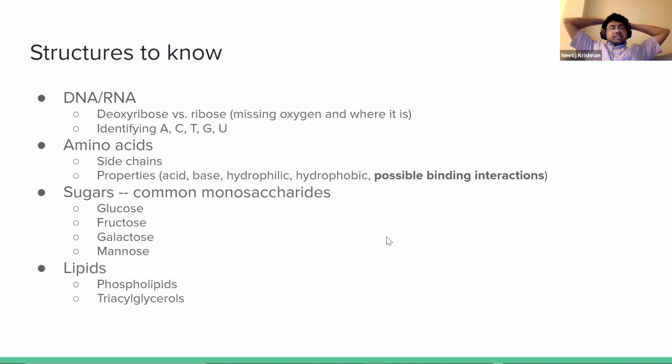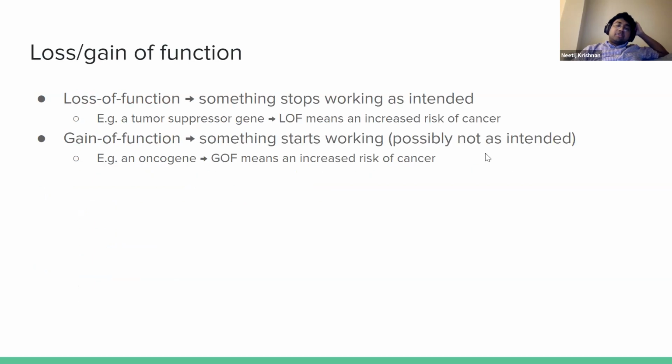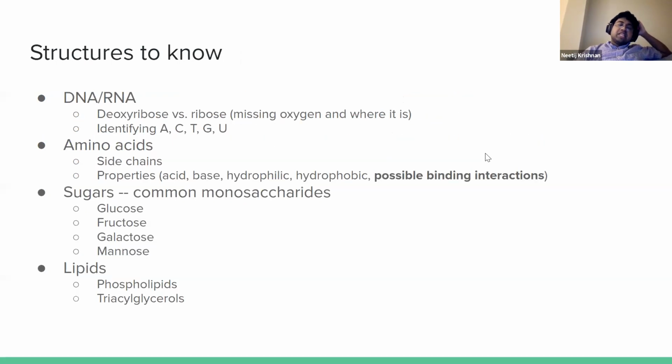Okay, amino acids. Amino acids are one of the most important things for this section. You need to know all 20 amino acids. The side chains, you should be able to draw them from memory very quickly. And you should also know the properties. So which ones are acids, which ones are bases, which ones are hydrophilic, hydrophobic, and with a particular emphasis on potential binding interactions. So let me give you an example.